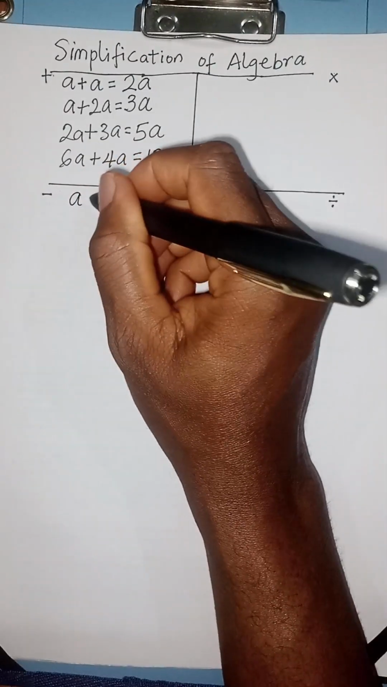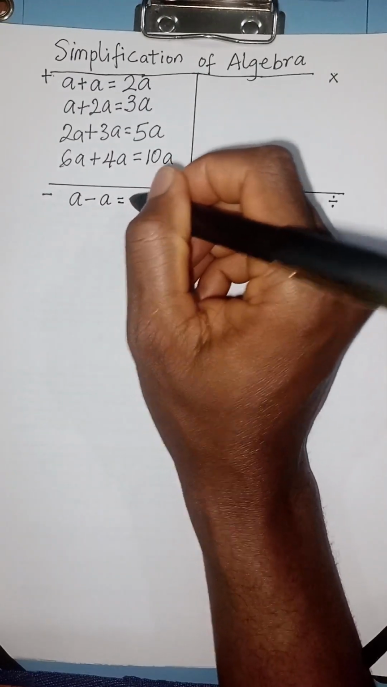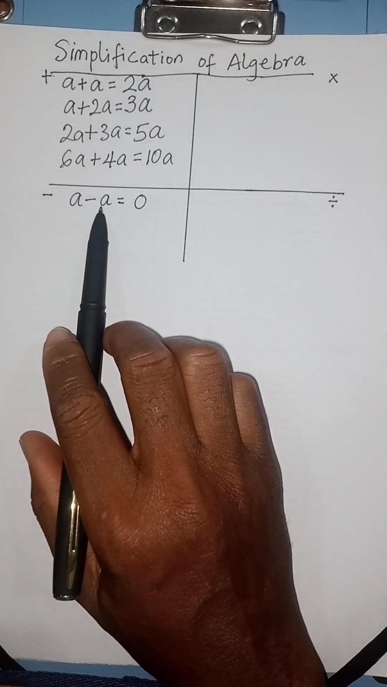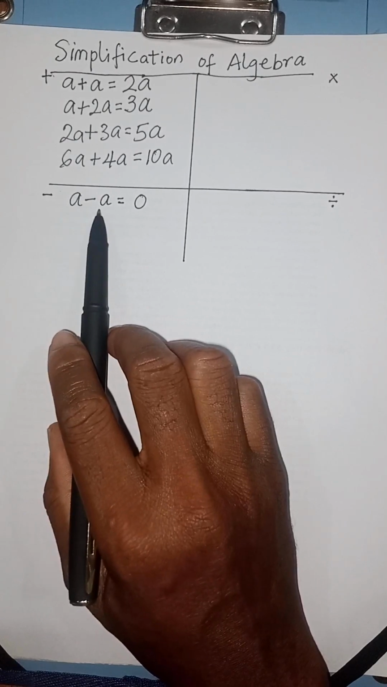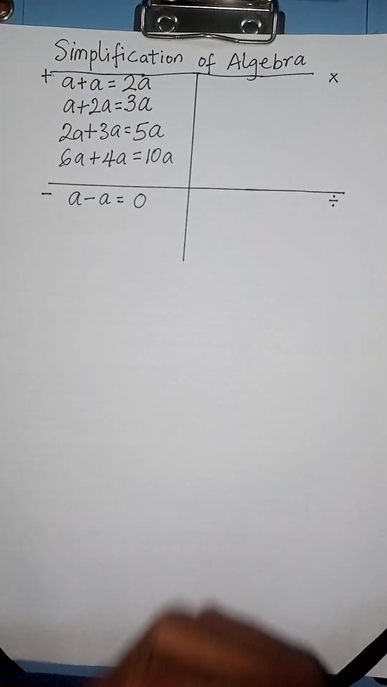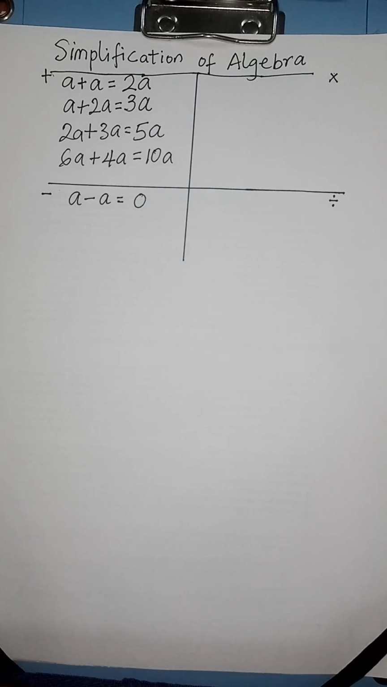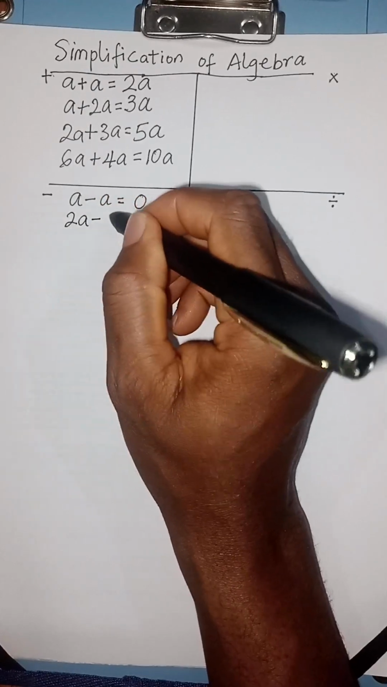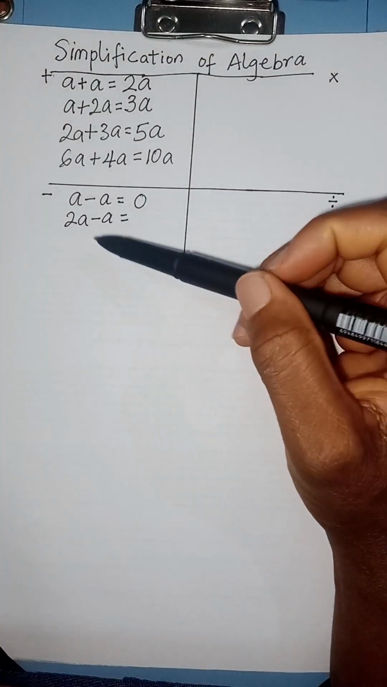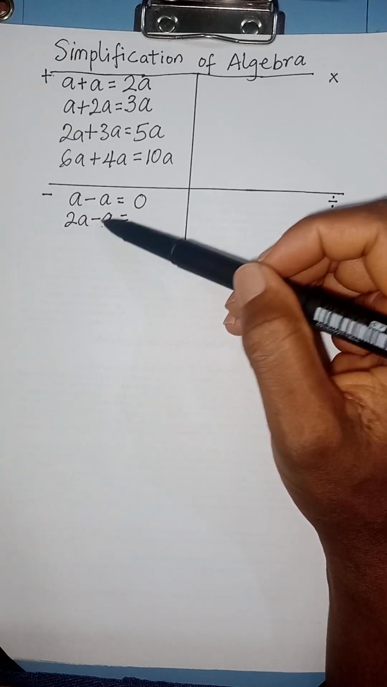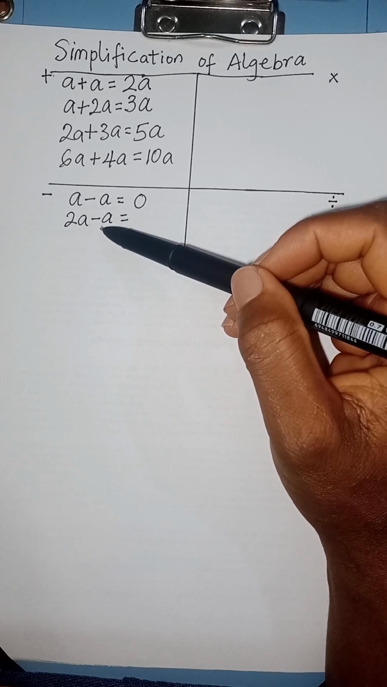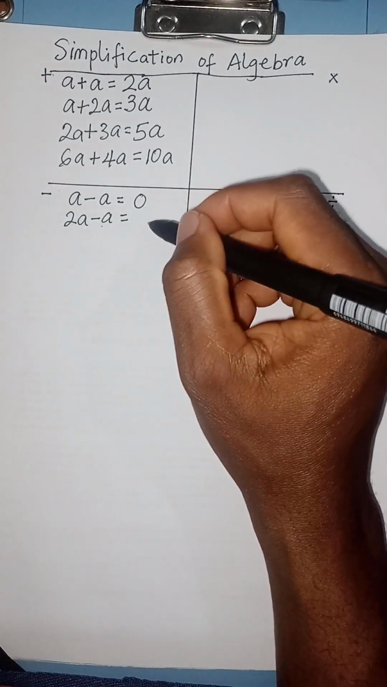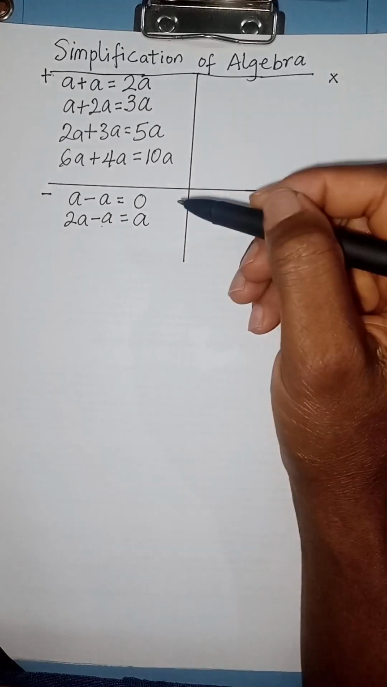If I have a minus a, this will be 0. The coefficient here is 1, the coefficient here is 1, and they are like terms, a, so 1 minus 1 is 0. Remember, when 0 multiplies any number or letter, it's still equal to 0. So if I have 2a minus a, this will be 2 minus 1. Remember, there is an invisible 1 here. And if 1 is a coefficient, we don't usually write it. So 2 minus 1 is 1a. But I'm not going to write 1, I'll simply write a.